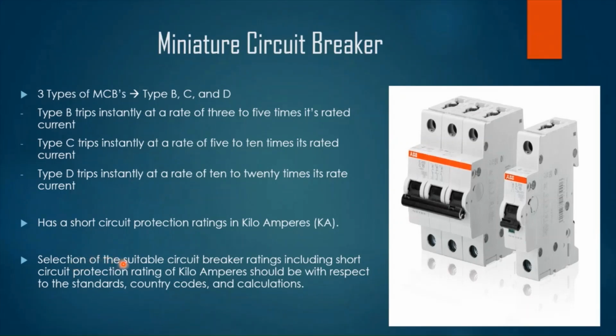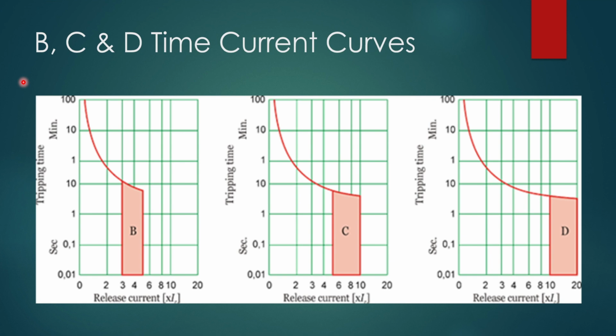The selection of a suitable circuit breaker rating, including short circuit, should be done in accordance with the standards and country codes, and should also be based on calculations. Now let's put this into context and understand further the B, C, and D types of miniature circuit breakers by looking at their different graphs.